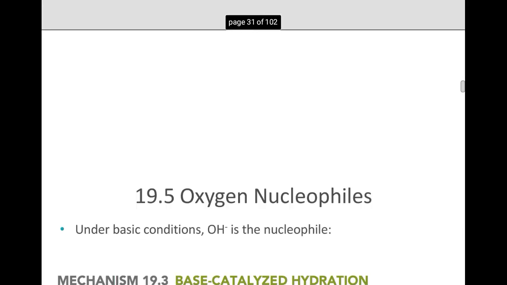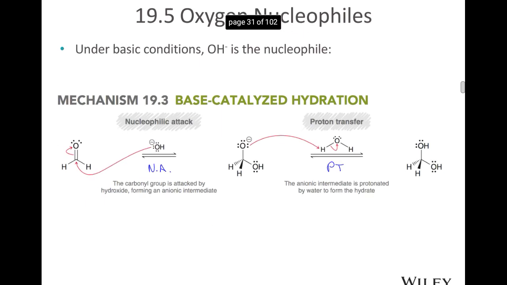So let's take a look at what happens when we do the same reaction in basic conditions. If I have a strong nucleophile like hydroxide, a base, it can attack the carbonyl carbon. I make this oxide and then I do a proton transfer to produce my hydrate. So there's the hydrate. Alright, what if I do the same reaction in acid?